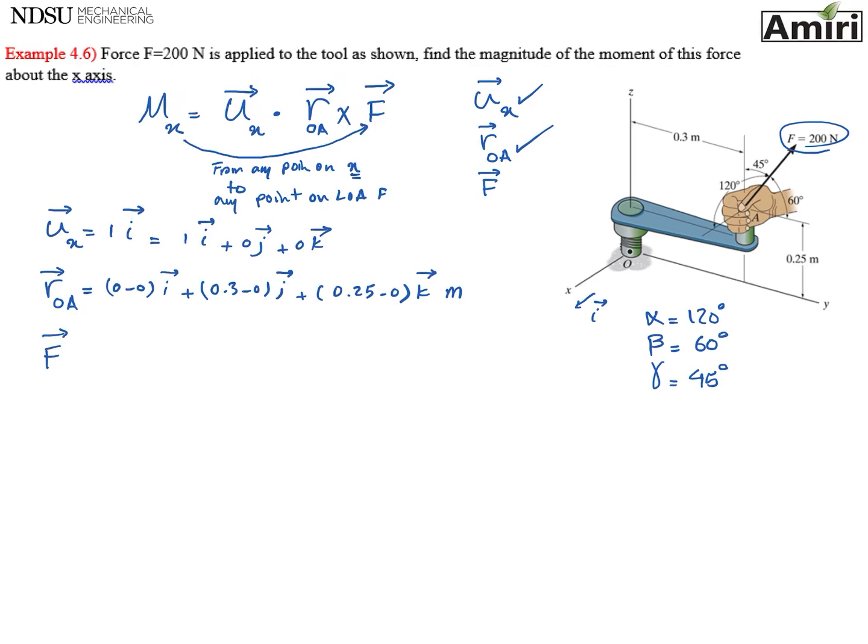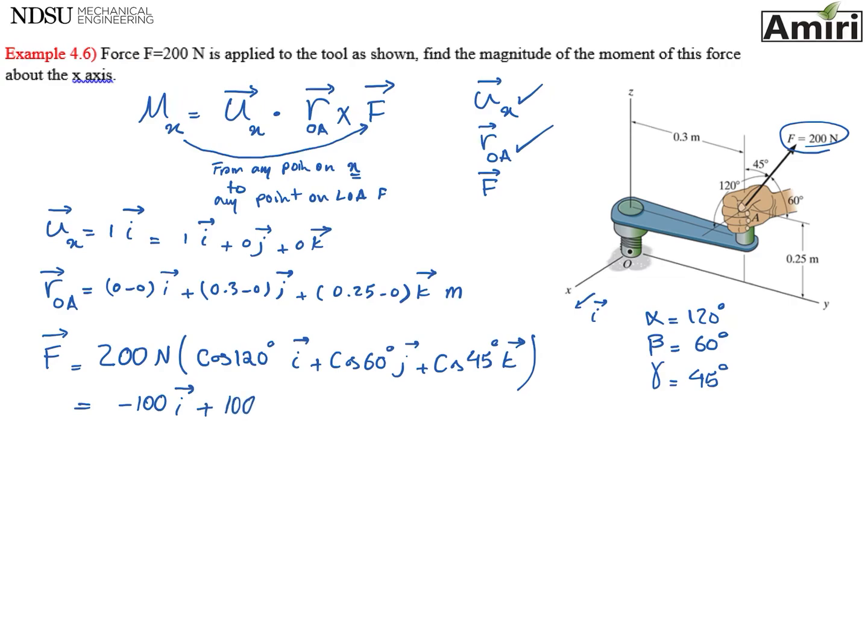So if I know the three angles, my force is going to be 200 newtons multiplied by cosine 120, cosine alpha i, cosine beta, which is 60, j, cosine gamma, which is 45, k. The units for it is newtons, so this is going to be minus 100i plus 100j plus 141.4k newtons. And that is my vector F. So let's put everything in a matrix format and find a determinant, and we go from there.